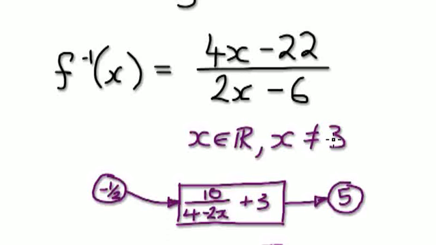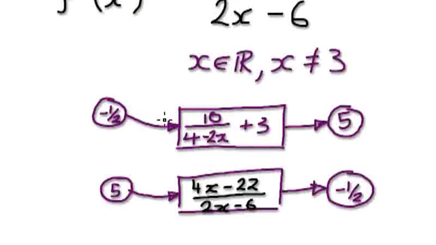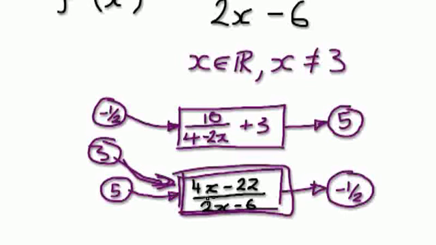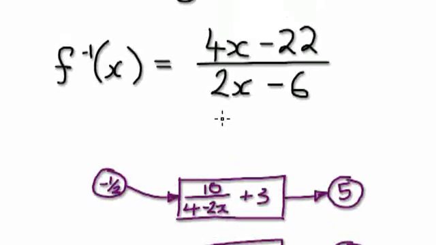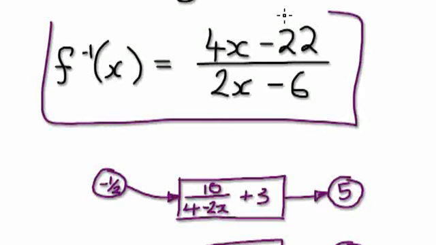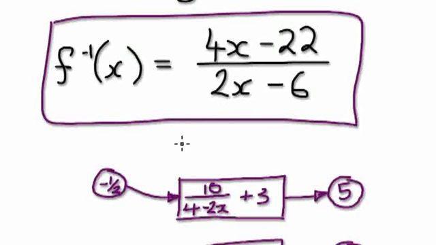So you can put anything into this machine here. But if you try and put the number 3 into this thing here, then this whole machine here breaks down, because this bit here will end up being 0, and you can't have anything dividing by 0. Anyway, the domain for this function here, this here is the inverse function, and the domain is anything on the real number line except from the number 3.